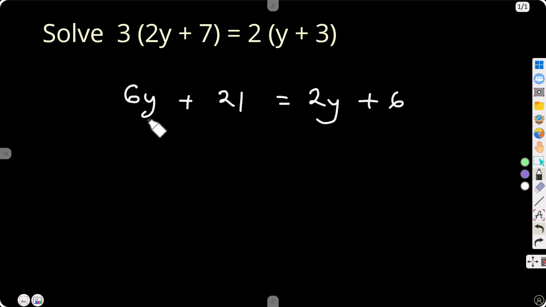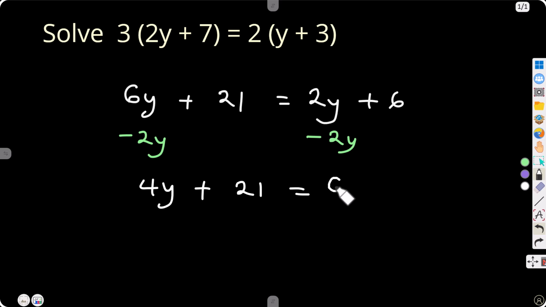So now you can notice that there are two different y's, one here and the other one on the right. So what you can possibly do here is subtract 2y on both sides. Okay? And when you do that, you will have 4y plus 21 equals 6. And now you will have to subtract 21 on both sides again. Okay? Subtract 21 here and also subtract 21.